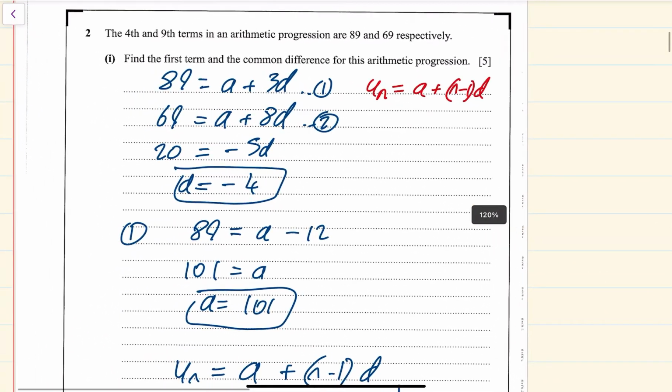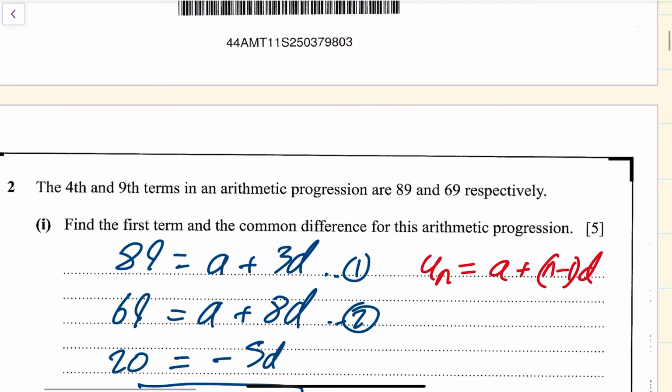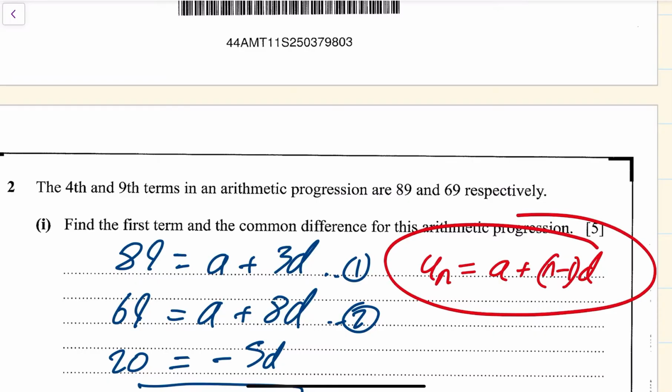Okay, the next one, it says the fourth and ninth terms in an AP, an arithmetic progression, are 89 and 69 respectively. Find the first term and the common difference. Now this is using the fact that my general term for an AP is, my nth term is a plus n minus 1 d. So it tells me the fourth term is 89, so that's 89 is equal to a plus 3d.